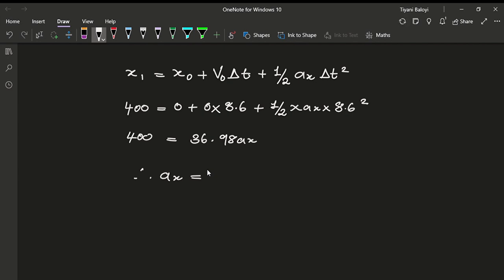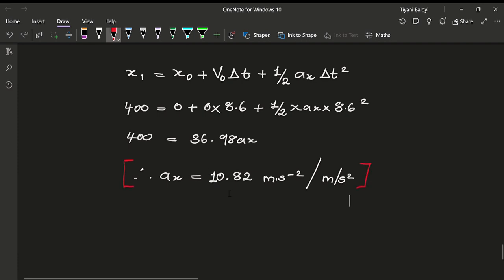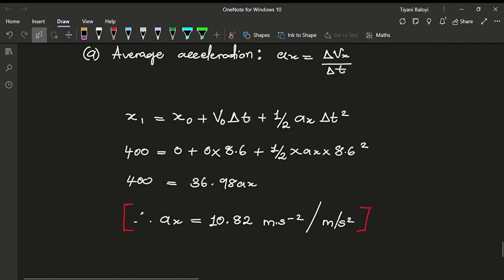You get an average acceleration of 10.82 meters per second squared. You can write it like this, or you can write it as meters per second squared. These two are okay. So this is what you get when you calculate your average acceleration. So now we have an average acceleration. This will be our constant acceleration, because we have used an equation of motion.